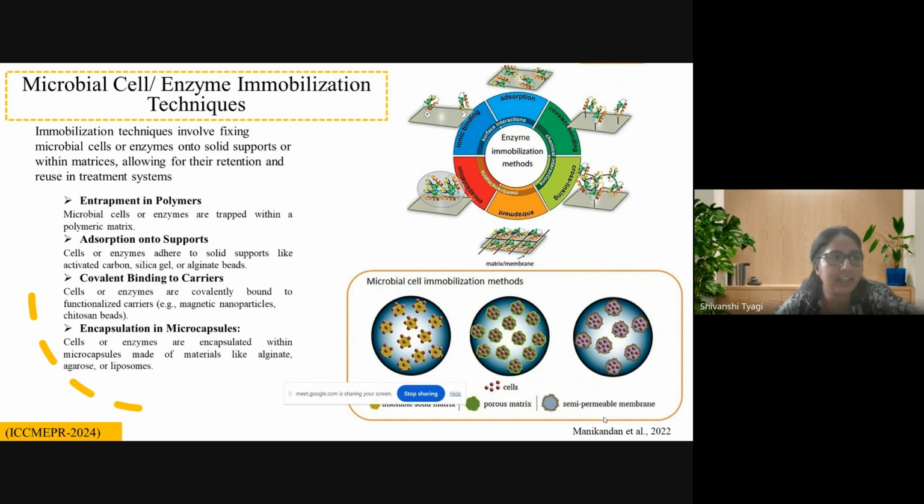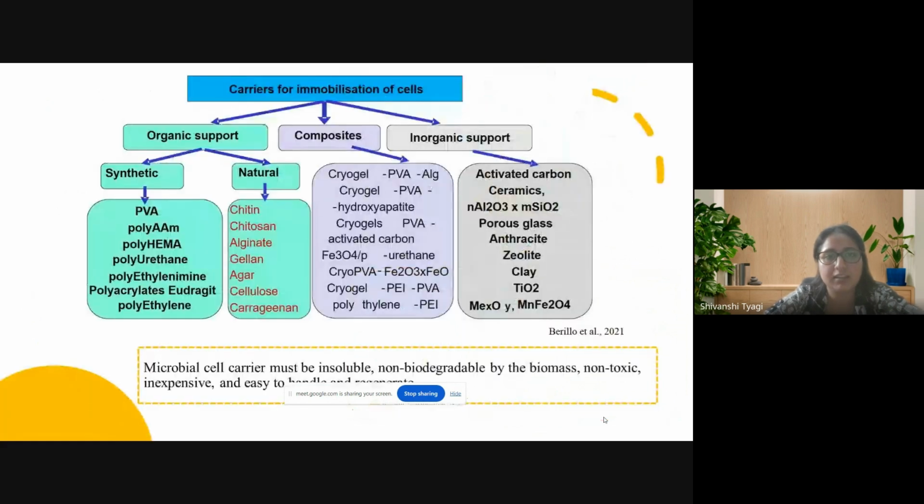Covalent binding to carriers: microbial cells or enzymes are covalently bonded to a functionalized carrier using chemical linkers for strong and stable attachment. Examples are magnetic nanoparticles or chitosan beads. These are some of the carriers. Microbial cell carriers must be insoluble, non-biodegradable by the biomass, non-toxic, inexpensive, and easy to handle and reuse.